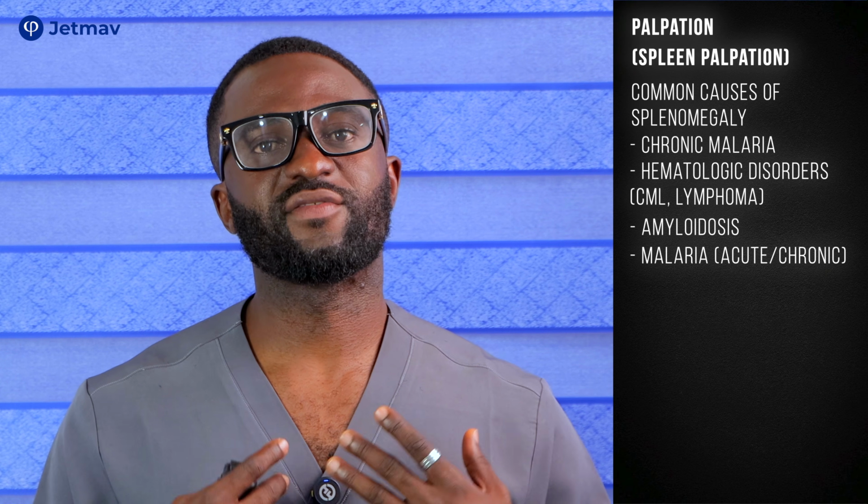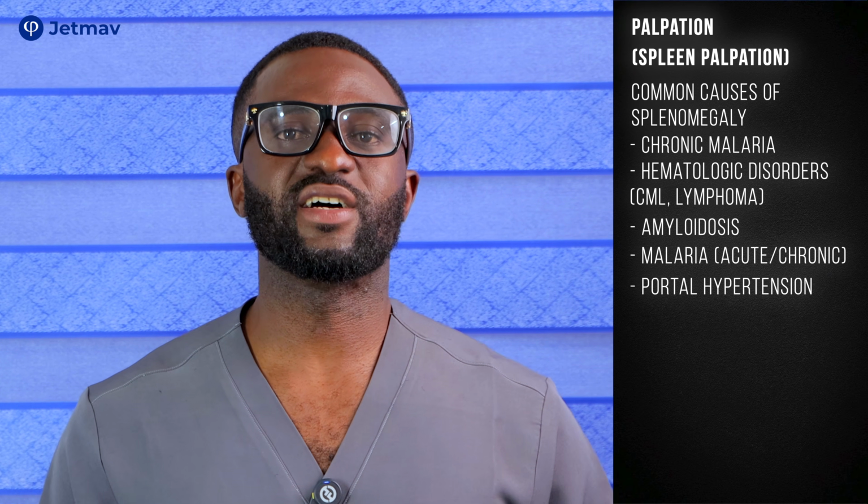Then let's move over to the spleen. The spleen enlarges downwards towards the right iliac fossa. So both the liver and the spleen palpation starts from the right iliac fossa. The spleen is usually not palpable, but it enlarges downwards and laterally towards the right iliac fossa with a notched border and moves with respiration. Some of the common causes of splenomegaly include chronic malaria, hematologic disorders such as chronic myeloid leukemia or even lymphoma. Then we also have amyloidosis, we have malaria, we have portal hypertension as seen in chronic liver diseases. Then we also have storage diseases such as Gaucher's.